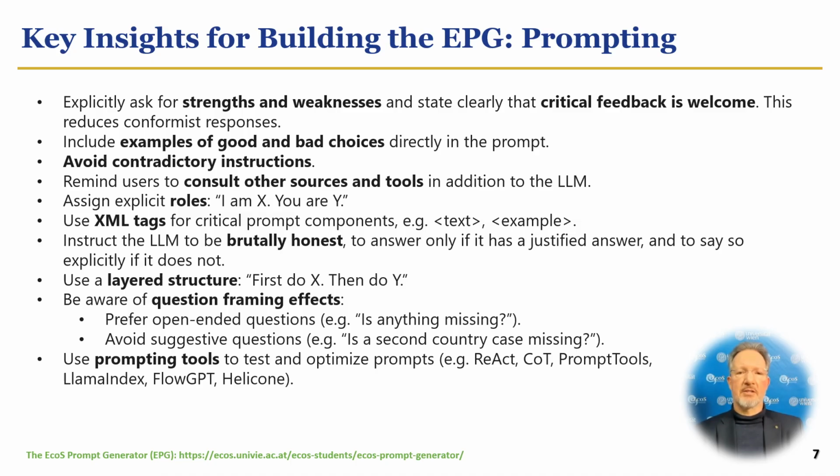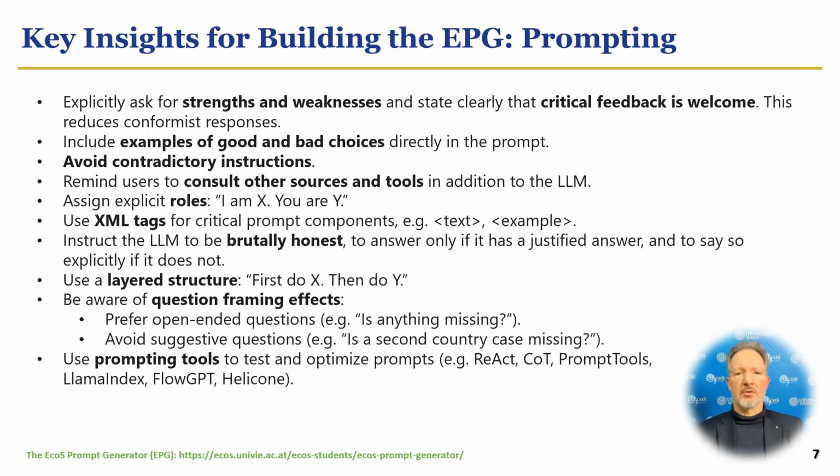This slide summarizes practical rules for effective prompt design, aimed at counteracting the LLM's tendency toward conformity, which you might have experienced yourself. First, explicitly ask for both strengths and weaknesses, and signal clearly that critical feedback is expected. Without this, models tend to produce overly affirmative answers. Second, reduce ambiguity by avoiding contradictory instructions, and also by including concrete examples of good and bad choices.